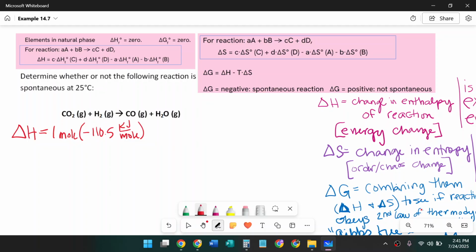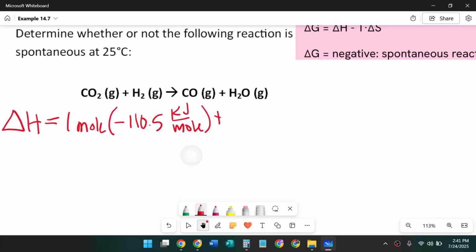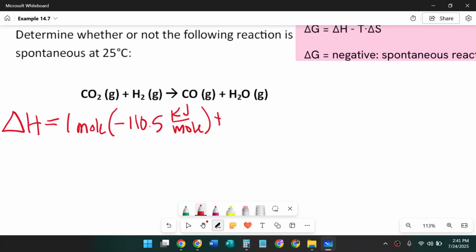And then next we have H2O. I'm probably not going to be able to write small enough for this. Let's see if I zoom in. That way we can just see the problem. Okay, next we have H2O. We have 1 mole of that. And then the number from the chart for the H2O is negative 241.8 kilojoules per mole.